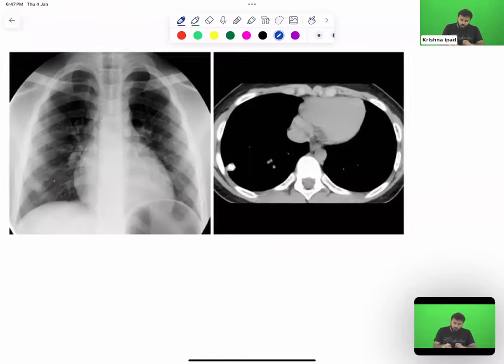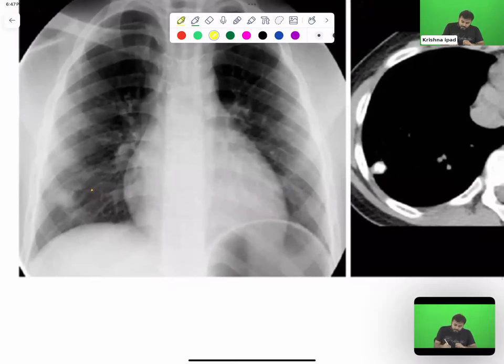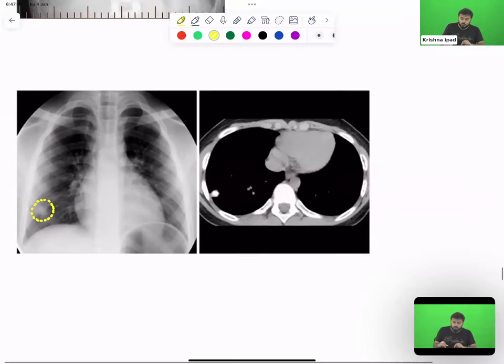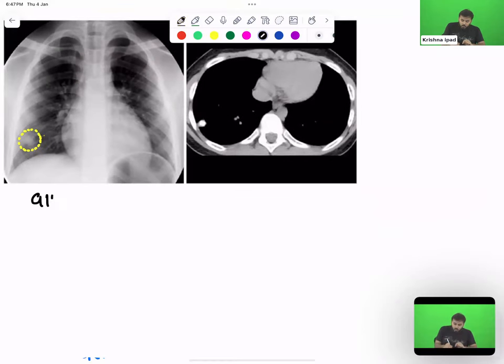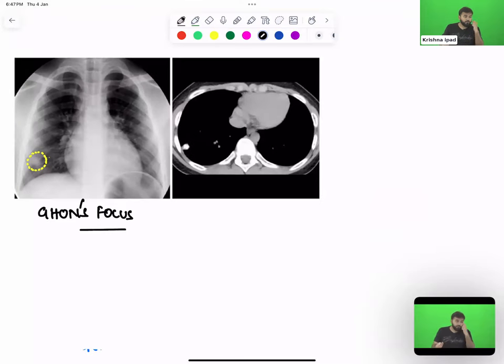Okay. Now all of you, I'm zooming it here. Now here, if you can very clearly see, can you see a small white color round nodule over here? All of you are clear with this, right? So this small white color round nodule is what is called Ghon focus. All of you are clear with this? Yes or no?